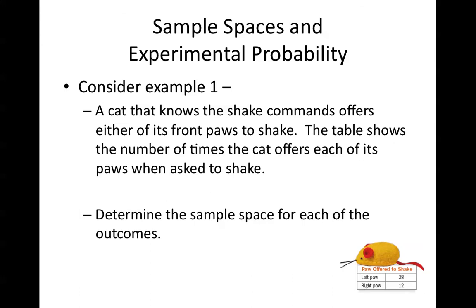All right, and now the next part of this is going to be sample spaces and experimental probability. If you remember, a sample space is a list of all the possible outcomes and finding the probability of each possible outcome and being sure that they add up to 1. Remember, the sum of all of the possible outcomes does equal 1. So you may want to go back in your notes and review what a sample space is.